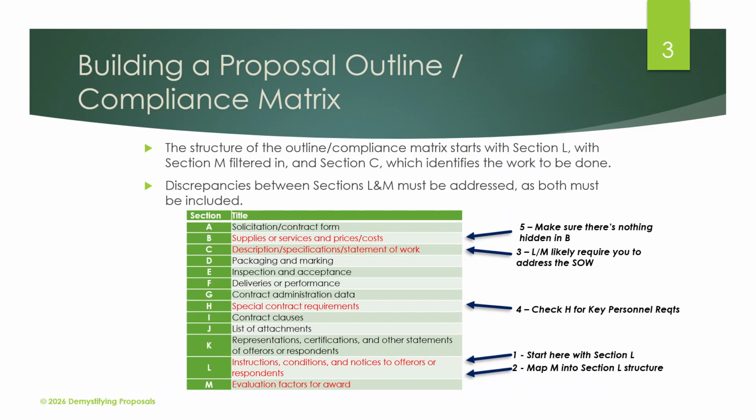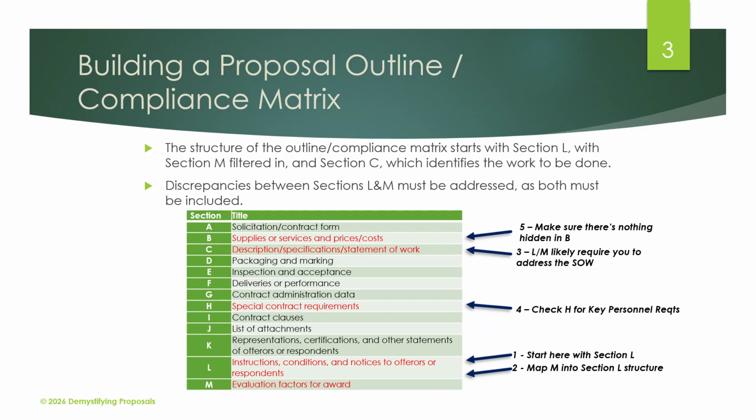The structure of the proposal outline or the compliance matrix starts with Section L, and then Section M is filtered in, and then Section C, which identifies the work to be done, is added in the appropriate section. Discrepancies between Section L and M must be addressed, as both must be included. So if there's something in Section M that isn't included in Section L, you need to find an appropriate place in your outline to include it.